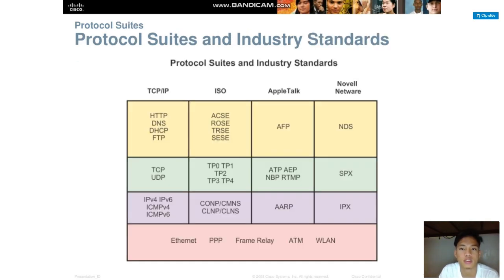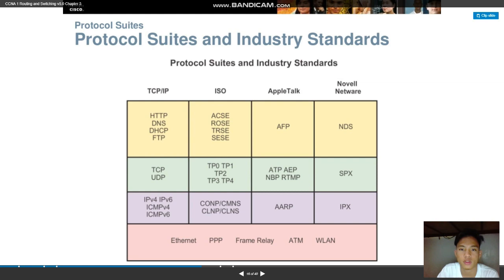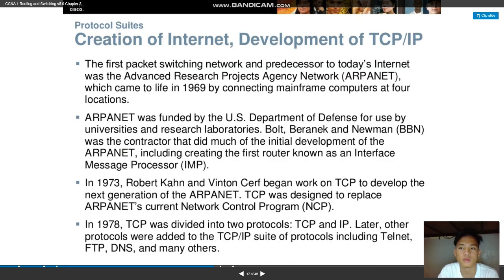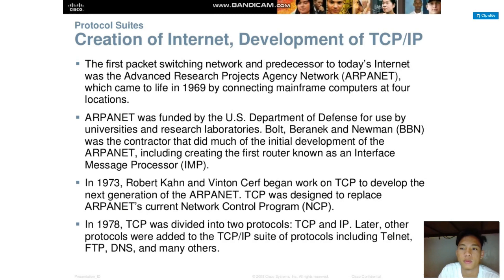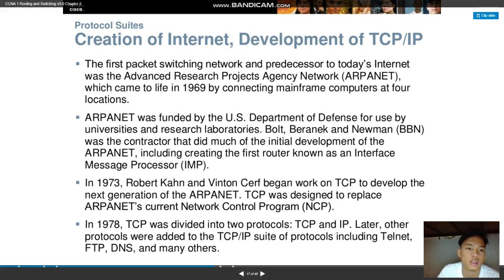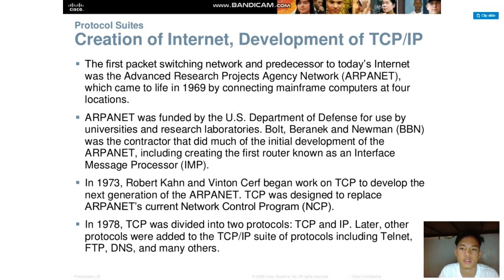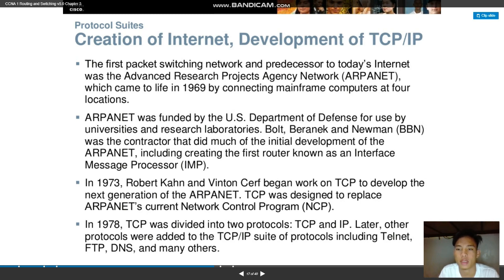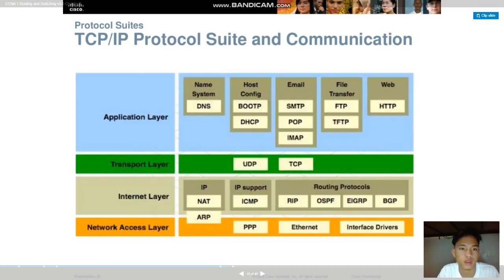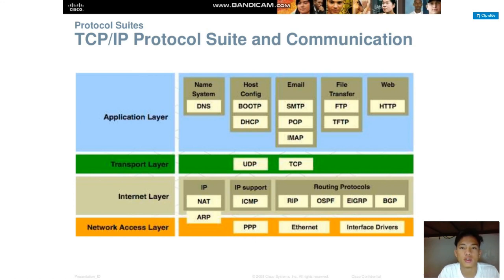So these are protocol suites and industry standards. These are the illustrations of different protocol suites and industry standards. Creation of the internet, development of TCP/IP. The first packet switched network and predecessor to today's internet was the Advanced Research Projects Agency Network, or ARPANET, which came to life in 1969 by connecting mainframe computers at 4 locations. So the following is the explanation of ARPANET.